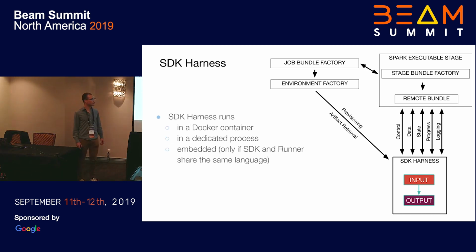So the SDK Harness, we have a bunch of different options because we know there are a whole bunch of different ways that you might end up deploying your pipeline, a lot of different environments that it's possible in. So the SDK Harness can run in a Docker container, it can run in a dedicated process, or it can run embedded in the runner in the SDK, if the SDK and the runner share the same language. So there's a lot of options here. There's a lot of different ways to configure this.